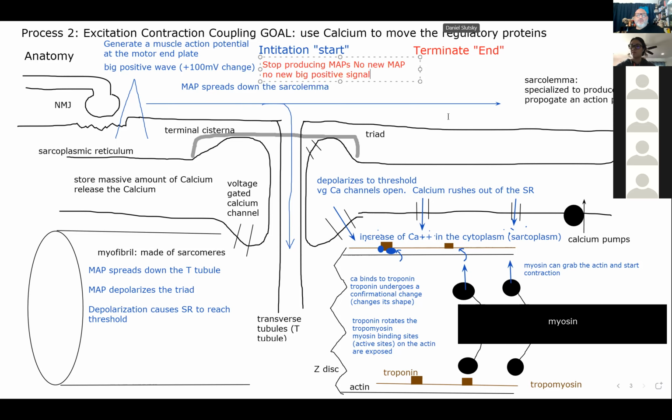When there's no new positive signal, what starts to happen to our cell that was depolarized before? Repolarizes. Yeah, it's going to go back to rest. Absolutely. The sarcolemma repolarizes to the resting membrane potential. So is this still part of process two? Yes, this is the termination of process 2.